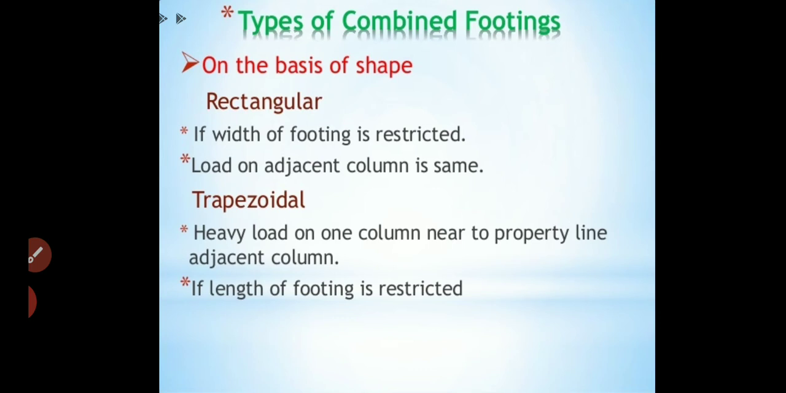there is heavy load on one column near the property line, adjacent column, in this case we'll go for trapezoidal footing. If the length of footing is restricted, in this case also we may go for trapezoidal footing. Simply, if the load on a column and the adjacent column are not equal, we go for trapezoidal combined footing.